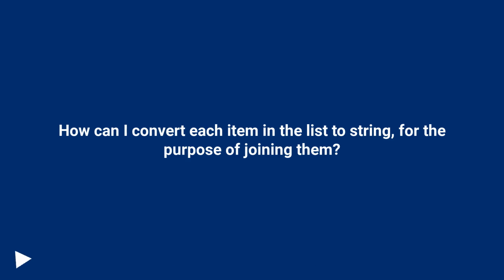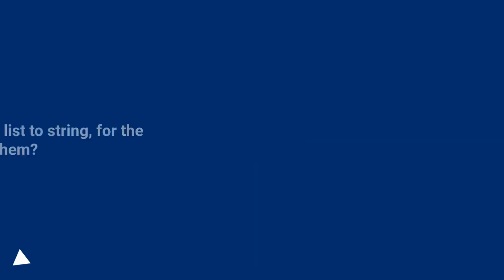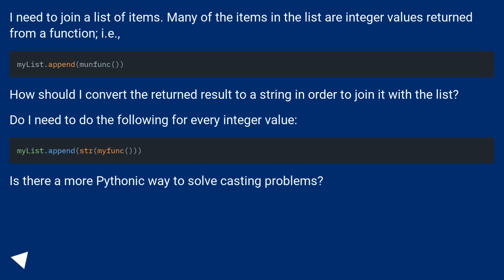How can I convert each item in the list to string, for the purpose of joining them? I need to join a list of items. Many of the items in the list are integer values returned from a function, int. How should I convert the returned result to a string in order to join it with the list? Do I need to do the following for every integer value? Is there a more Pythonic way to solve casting problems?